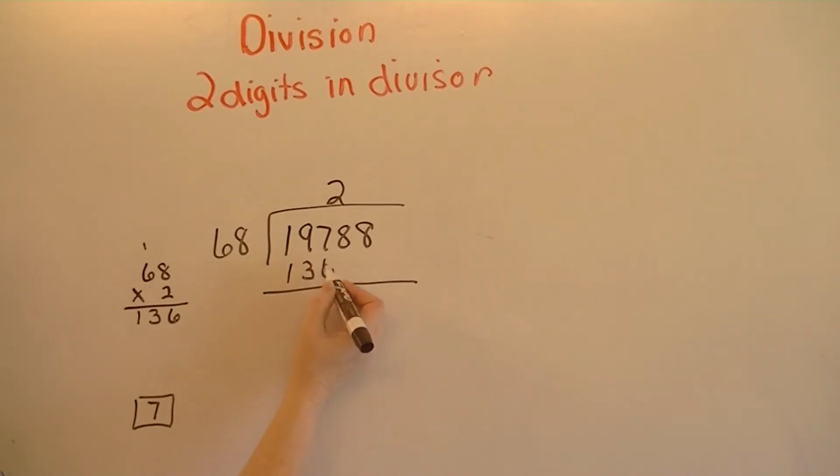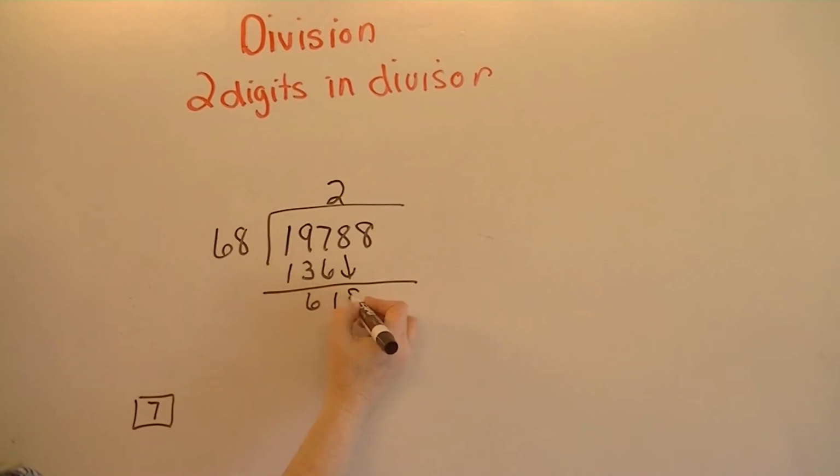Okay, I'm going to subtract. 7 minus 6 is 1, and 9 minus 3 is 6. 61 is smaller than 68, so hey, we did it right. Alright, so let's try the next one. We're going to drop down our 8. How many times will 68 go into 618?